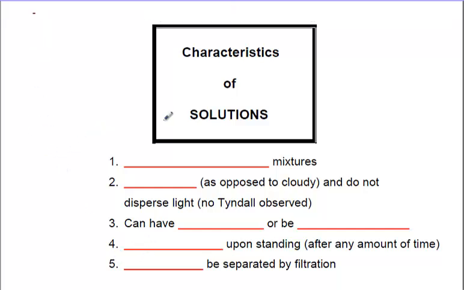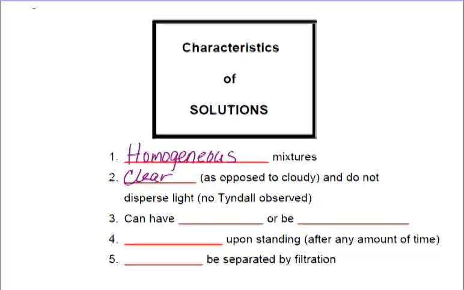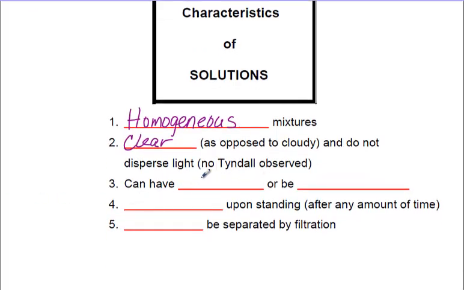So characteristics are homogeneous mixtures, and they are clear as opposed to cloudy, like colloids, and they do not disperse light, so there is no Tyndall effect observed here. They can have color or be colorless. And they do not settle upon standing after any amount of time. And they cannot be separated by filtration. Okay?